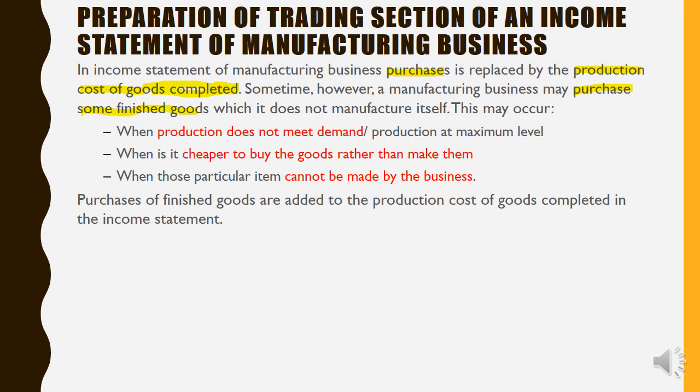Okay, we see one example. Now before the example, can you see the last line? This one. Purchases of finished goods are added into the production cost of goods completed in the income statement. Okay, how to add, how to show the format, we will see in one example.